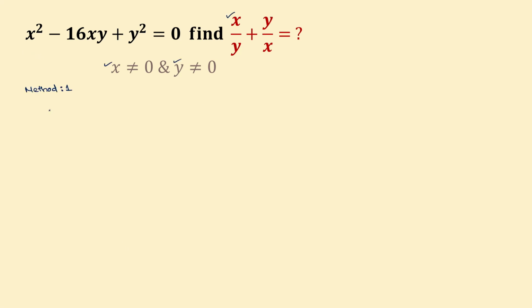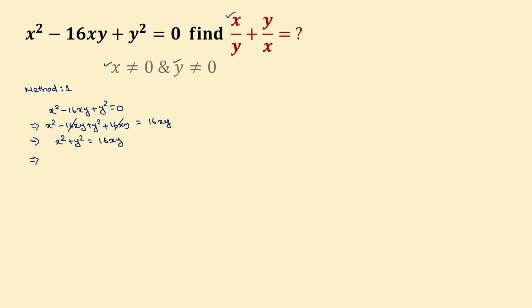So the equation is x square minus 16xy plus y square is equal to 0. We need to find out x by y plus y by x, and the condition is x is not equal to 0 and y is not equal to 0. We can write this equation as x square minus 16xy plus y square. We will write plus 16xy here is equal to 0 plus 16xy. So this minus 16xy plus 16xy will cancel out. So we can write x square plus y square is equal to 16xy.